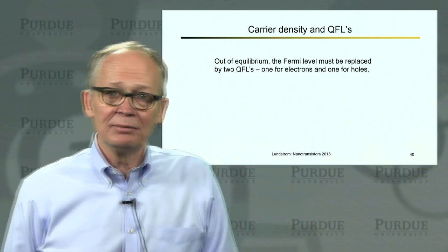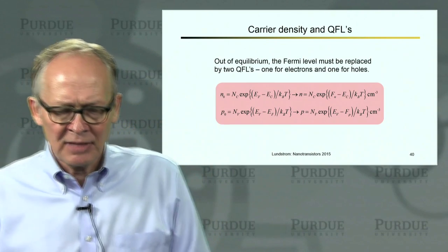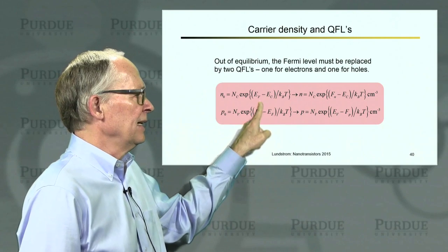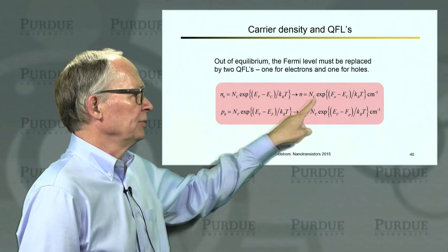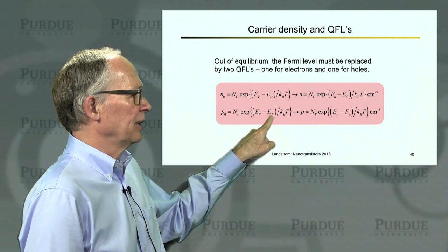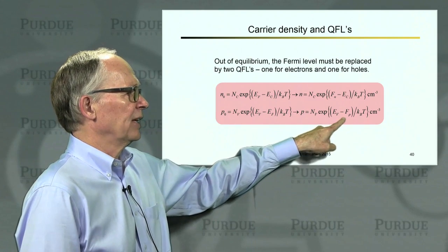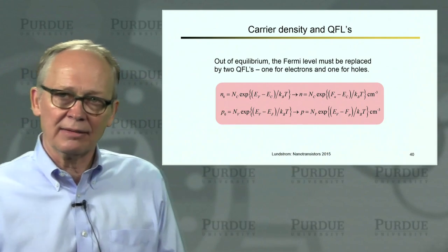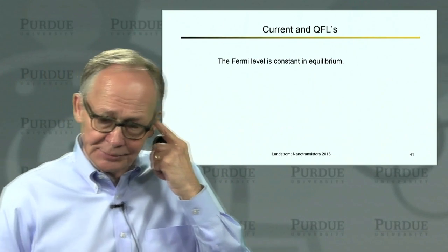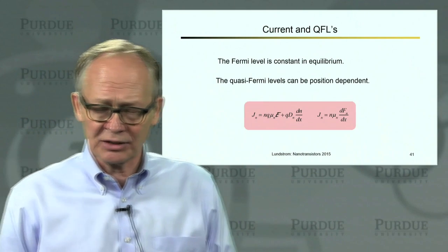So out of equilibrium, the message is we have to replace Fermi levels by quasi-Fermi levels. We take these expressions for the electron and hole densities, and we replace the Fermi level by a quasi-Fermi level for electrons. If we're interested in holes, we replace the Fermi level in the expression for the equilibrium hole density with the quasi-Fermi level to get the hole density out of equilibrium. So we have Fermi levels and quasi-Fermi levels. The Fermi level is constant in equilibrium. The quasi-Fermi level can have a slope.